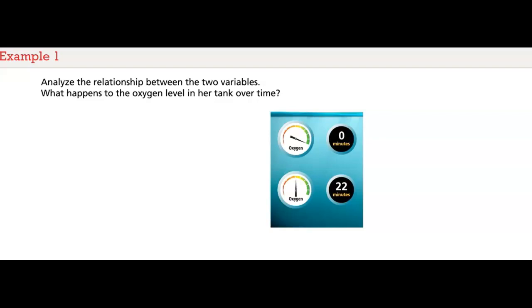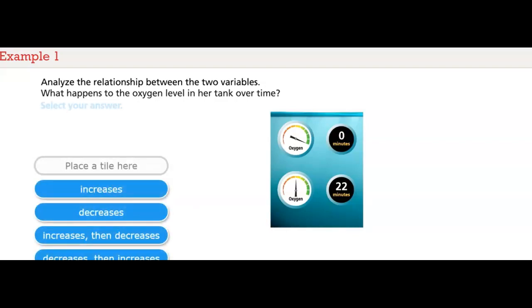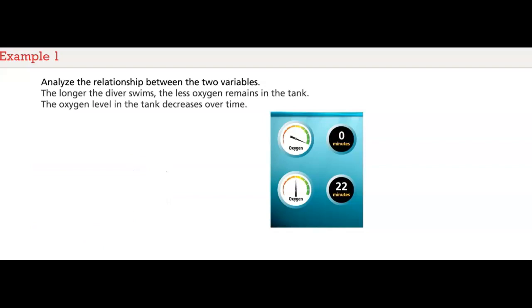Earlier, we saw the gauge change for the first 22 minutes. What happens to the oxygen level in her tank over time? Select your answer. The longer the diver swims, the less oxygen remains in the tank. The oxygen level in the tank decreases over time.